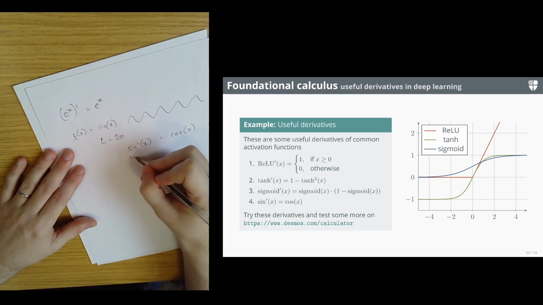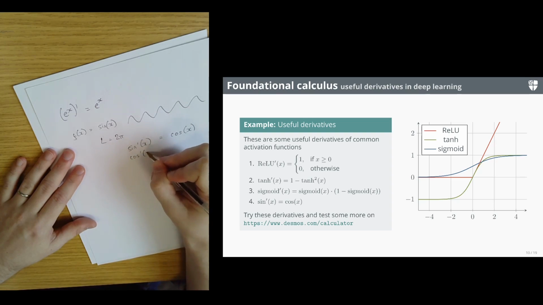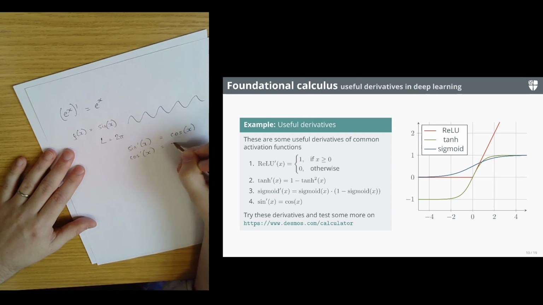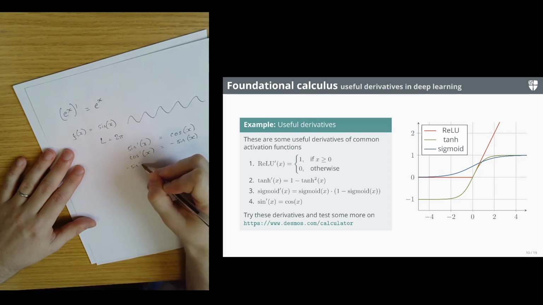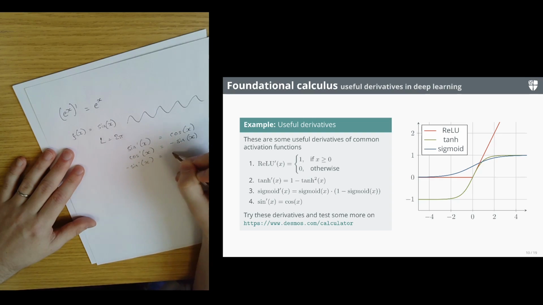The first derivative of cosine of x equals minus sine of x. And the first derivative of minus sine of x equals minus cosine of x.